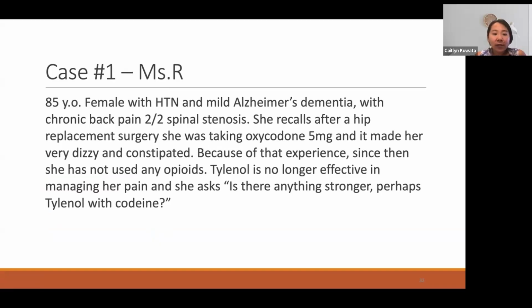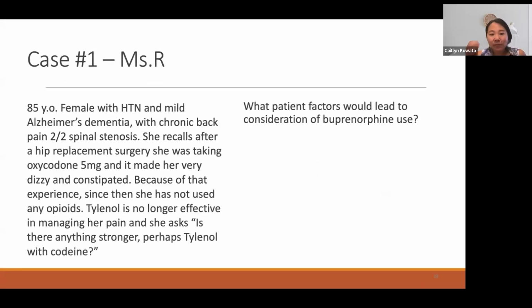So case number 1, Ms. R is an 85-year-old female with hypertension and mild Alzheimer's dementia with chronic back pain secondary to spinal stenosis. She recalls after a hip replacement surgery, she was taking oxycodone 5 milligrams and it made her very dizzy and constipated. Because of that experience, since then, she has not used any opioids. Tylenol is no longer effective in managing her pain, and she asks, is there anything stronger, perhaps Tylenol with codeine?